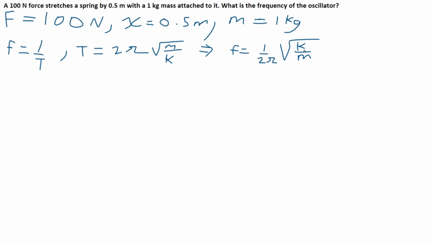However, we don't have the spring constant k, so we need to use Hooke's law in order to find it. Hooke's law says that the force will be equal to the spring constant k multiplied by its displacement from its equilibrium position, x. So in order to solve for k, we need to take the force divided by its displacement. Plugging in the values that we have, this is equal to 100 newtons divided by half a meter, which is equal to 200 Newton meters.